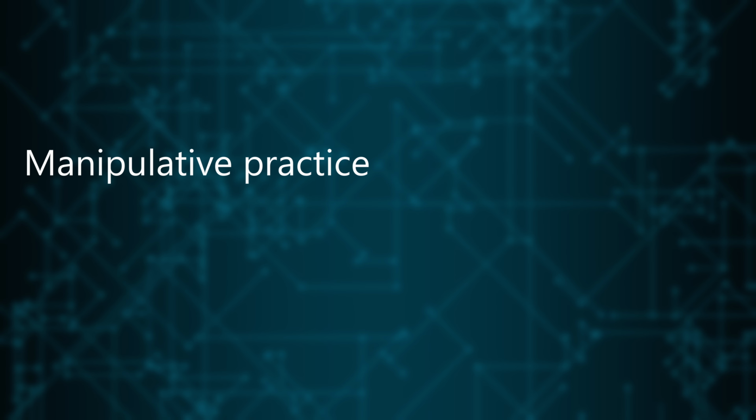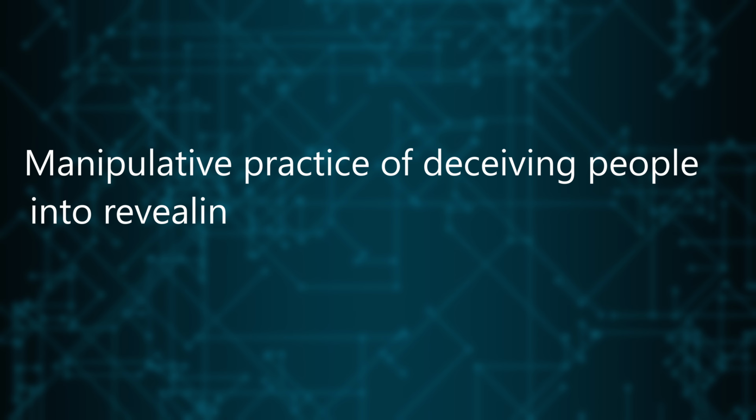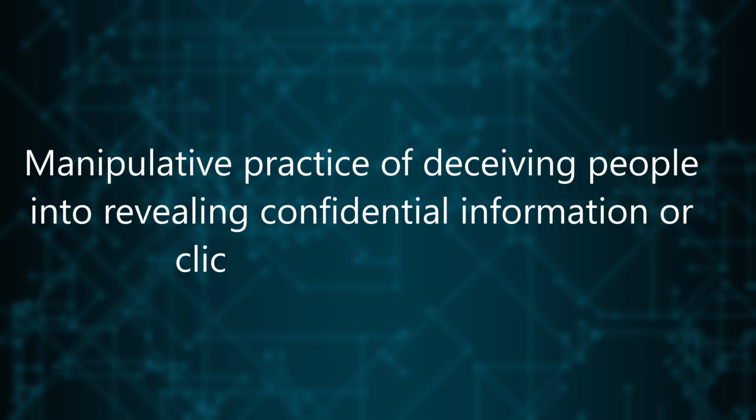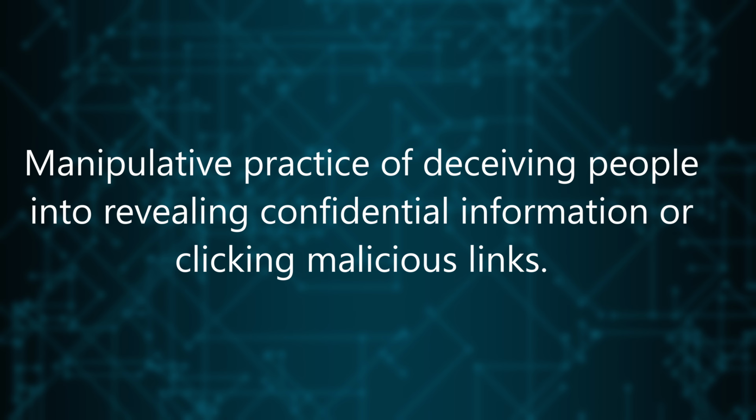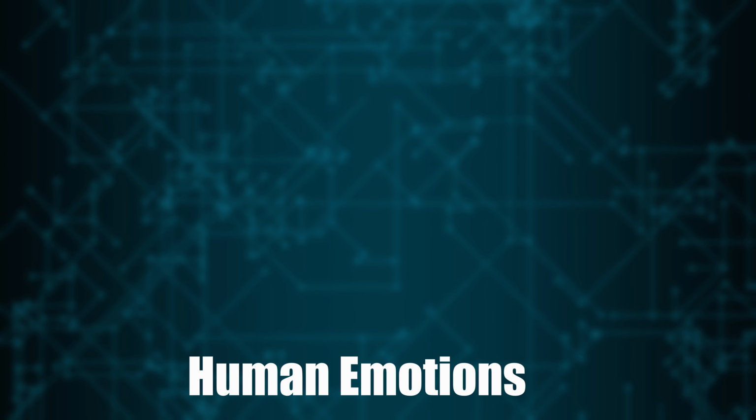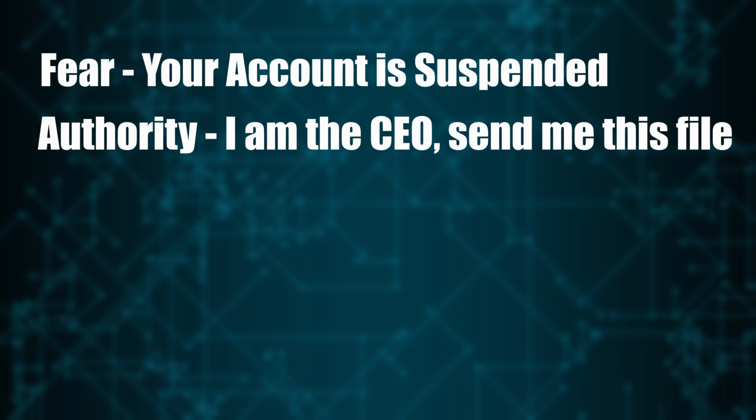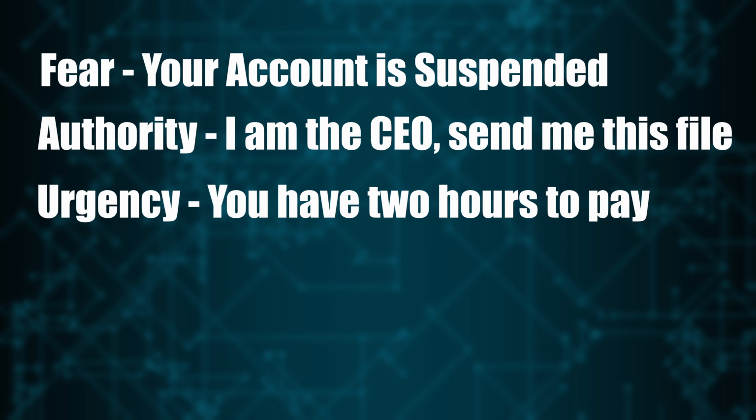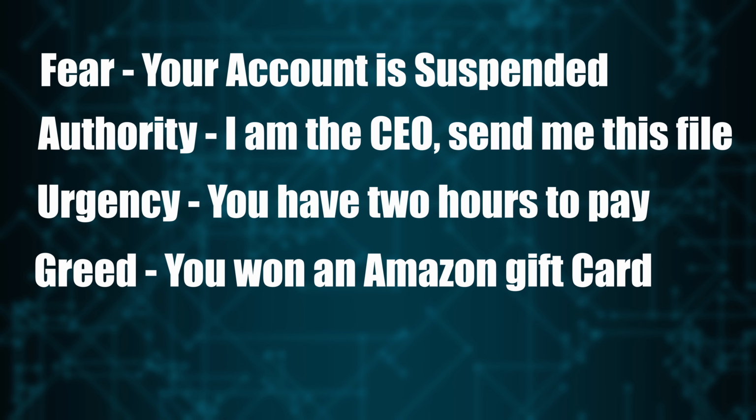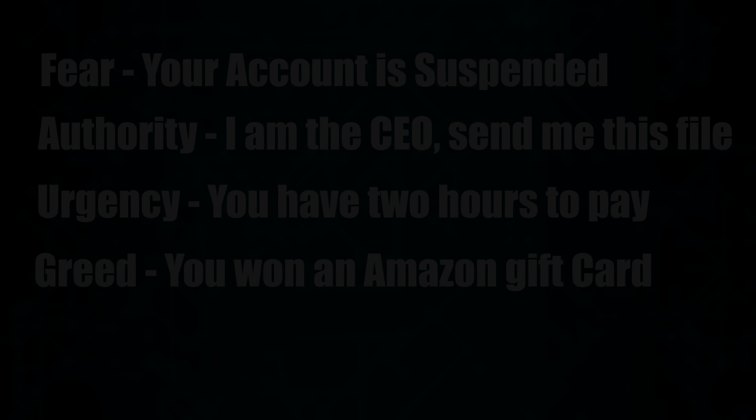Social engineering is the manipulative practice of deceiving people into revealing confidential information or clicking malicious links. Attackers don't use code here, they use human emotion. They use fear: your account is suspended. They use authority: I am the CEO, send me this file. They use urgency: you have 2 hours to pay. And they use greed: you won an Amazon gift card, click here. Let's break down the exact attacks they use to hack the human mind.